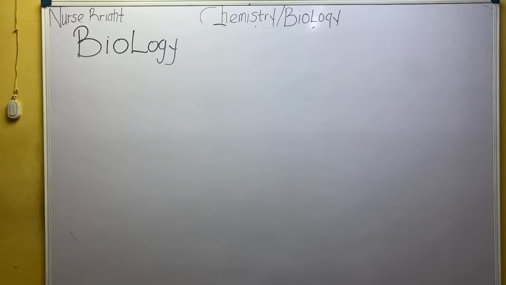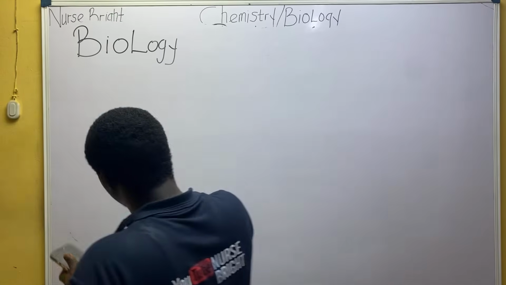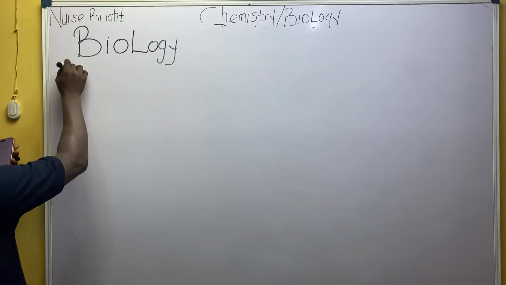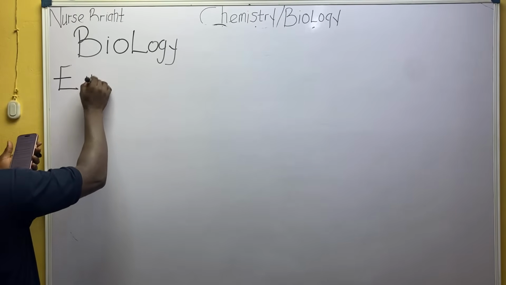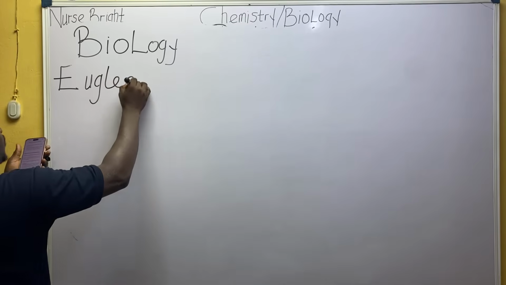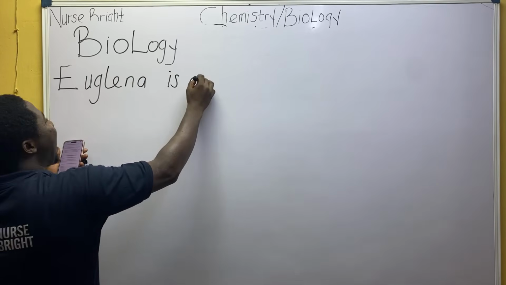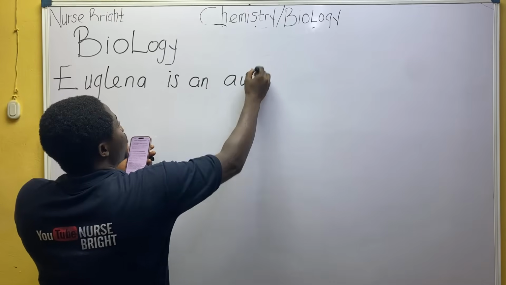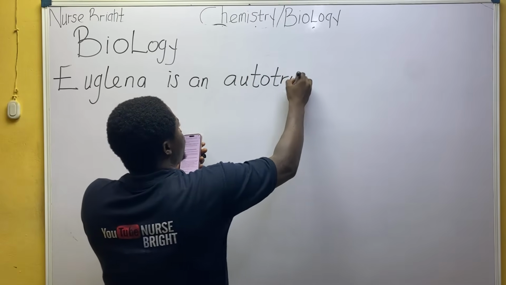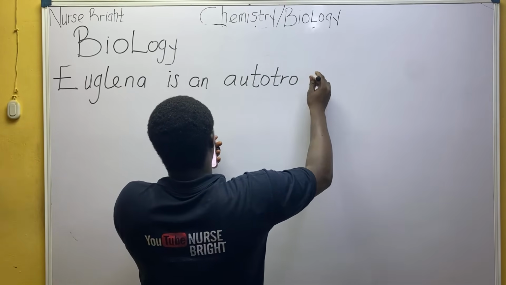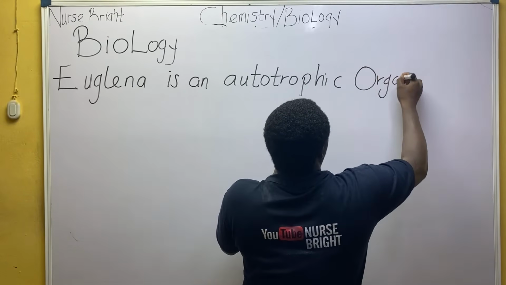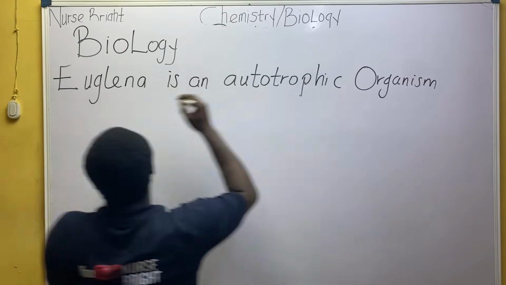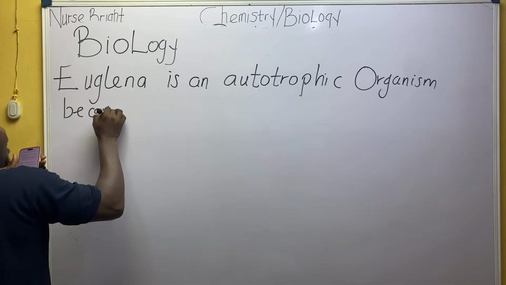Now look at this question. This question is on nutrition and also on basic classification of living organisms. This is Euglena, right? Euglena is an autotrophic organism, as the past question puts it. Why is Euglena autotrophic?